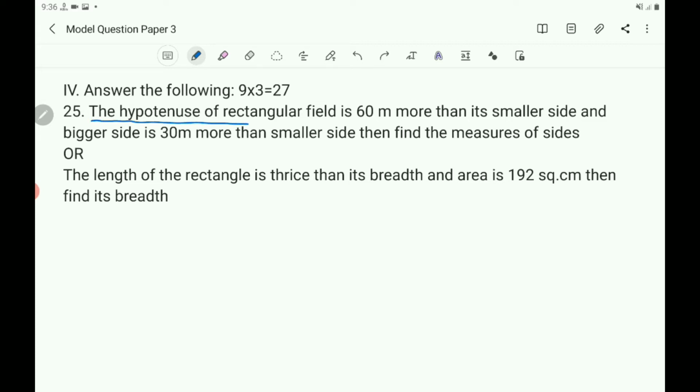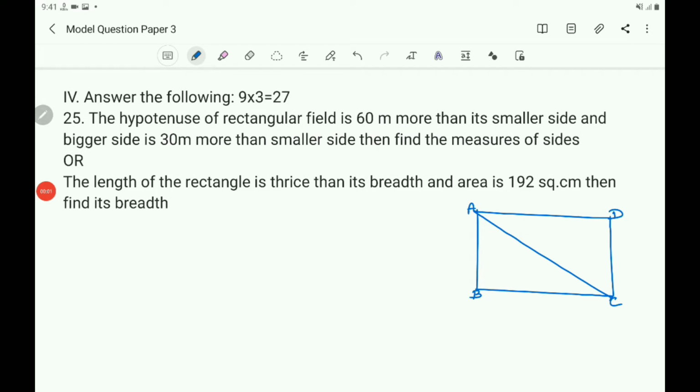The hypotenuse of a rectangular field is 60 meter more than its smaller side, and the bigger side is 30 meter more than the smaller side. Then find the measure of sides. Now here let us have the rough sketch. You see the rough sketch of the rectangular field. Here AB is the smaller side. Let its length be x.